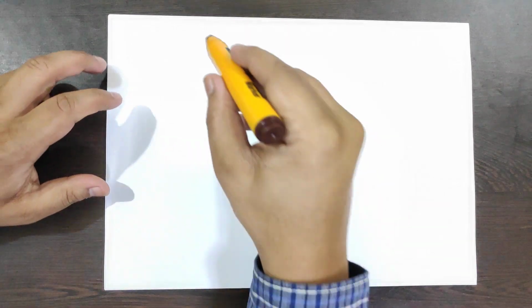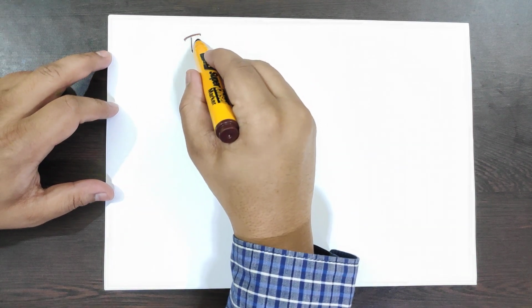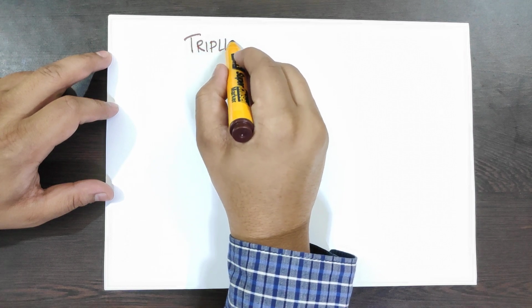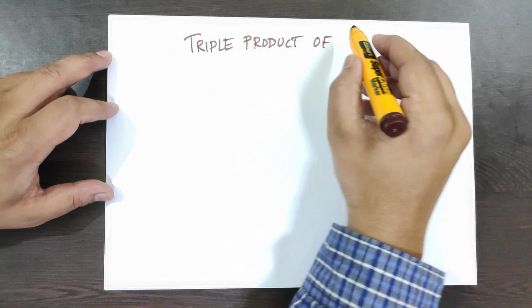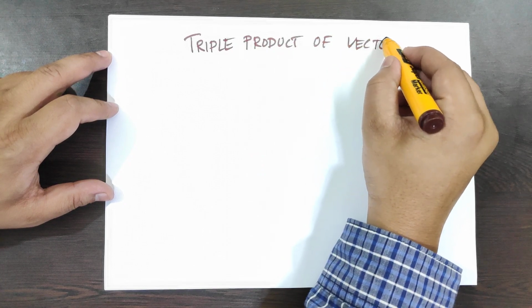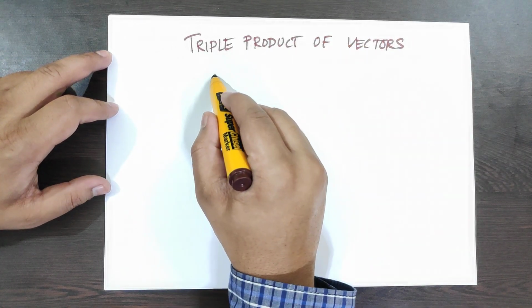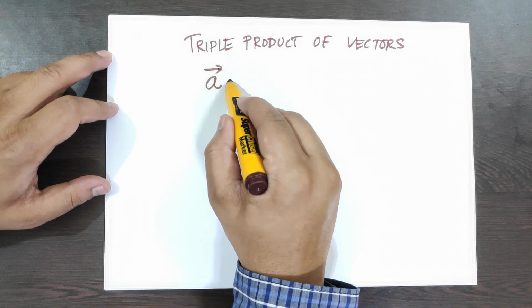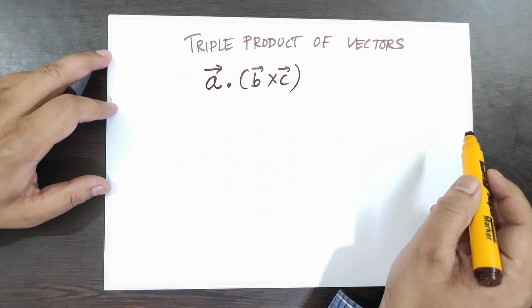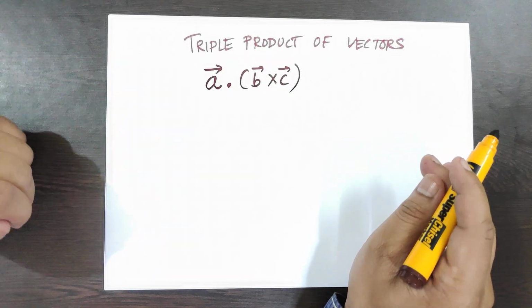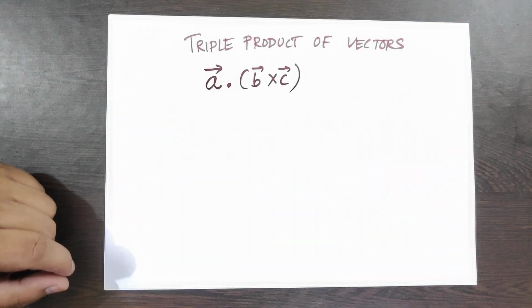So this is a short video on triple product of vectors. Triple product of vectors is like this: A dot B cross C. Okay. Now what is the physical interpretation of this A dot B cross C?